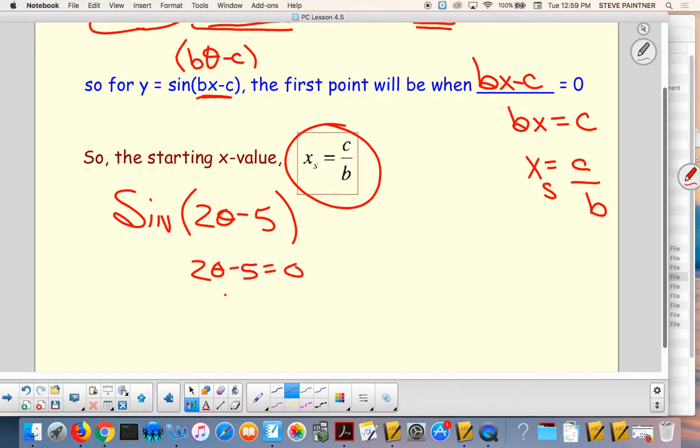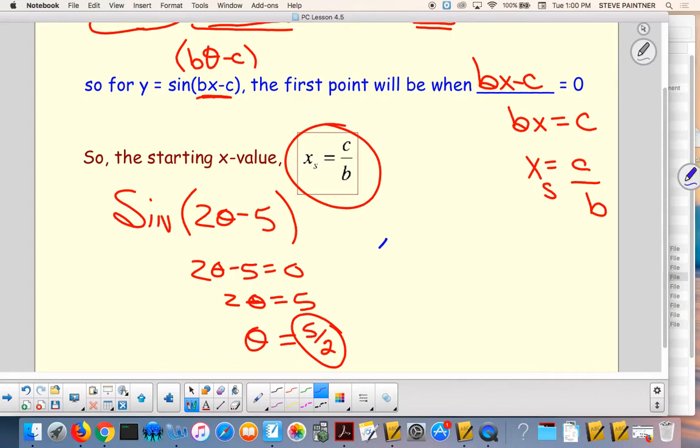And basically, you get 5 halves. Theta must be 5 over 2. So that becomes your starting point. And that's a weird starting point, but that's what it becomes. I made that up, so that's why it's so weird. Do you want something that's not weird? What's not weird is what I just did with you.